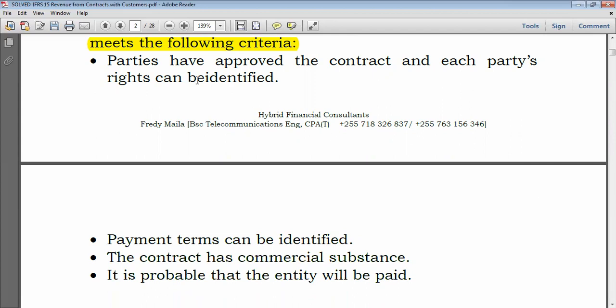So first of all, this is what we say. Parties have approved the contract and each party's rights can be identified. The contract is approved by both parties and each party's rights can be identified. It can be understood that each party is entitled to receive what. This is what we call rights. Rights is just an entitlement to receive something.